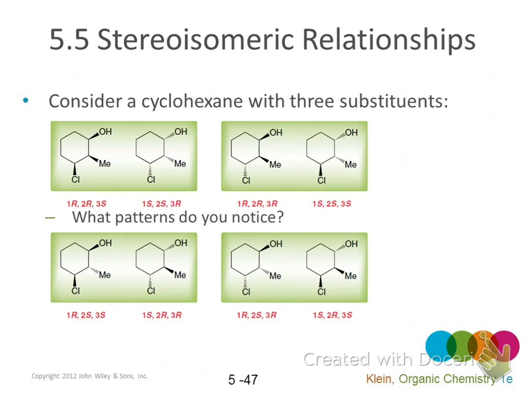Okay? So in essence, a couple of things happen. You get all the possible combinations of R and S for your stereocenters once you've completed drawing all the stereoisomers. And enantiomers are opposite at every single center, because when you take the mirror image, you take the mirror image of every center and every center inverts at that point.